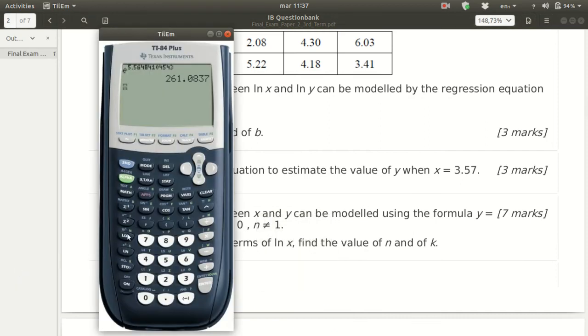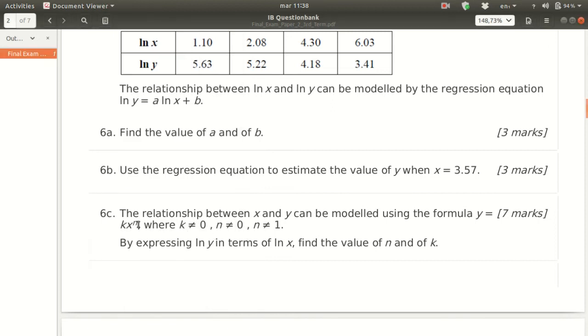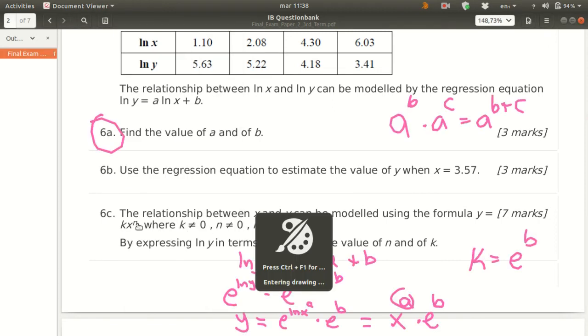So e, we're going to go to vars. We're going to use statistics. Okay. And the equation, b, here it is. 465 rounded to 3 significant figures. All right. So a, we have a from the first part, which is the same as n, and then k is e to the power of b.